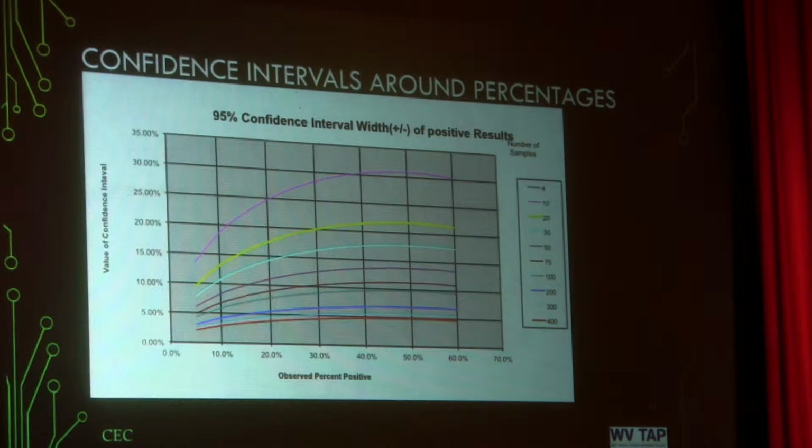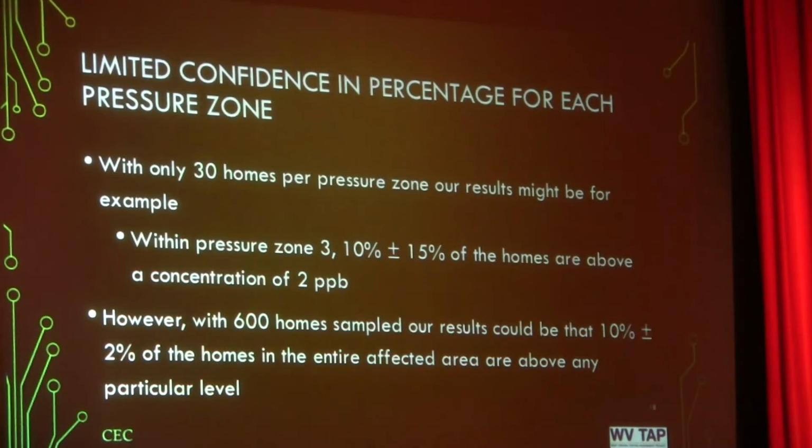Okay, so the design that we're proposing, at least preliminarily, takes care of both of the questions. One thing I want to point out is that we can't do that same estimate within each pressure zone, the reason being that with a sample size of only 30, you'd be looking at something like, and this is an example, not the actual number, if we went to only pressure zone 3, we would say 10% plus or minus 15% are above a concentration of 2 ppb. That wouldn't be very satisfying. Basically then you would know that it's somewhere between 0 and 25%, not very useful. But when we get up to 600 homes, now we'd be saying 10% plus or minus 2% of the homes in the entire affected area are above any particular level we want to look at. So this sampling plan will give us a lot of answers. Is it perfect? No, but perfect costs about $635 million, and we're not going to get that either.